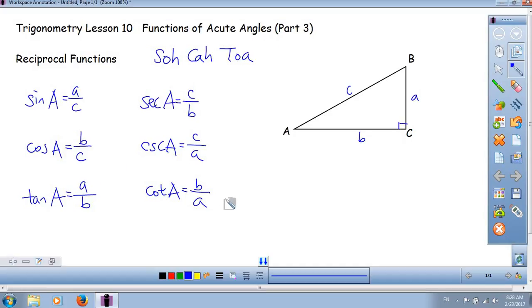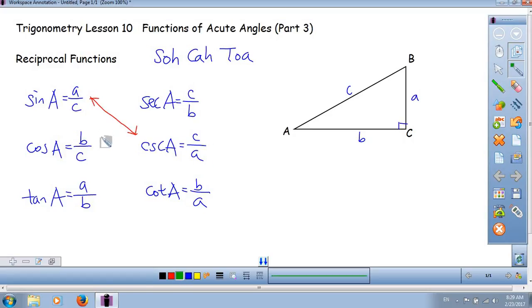So let's look at this a little bit closer. As you can see, there are three pairs of reciprocals. Reciprocals means they're not inverses of each other, but they're flipped. If you look at the fraction, the numerator and denominator are opposite. So as you can see, sine A and cosecant A, they are reciprocals. Right? Sine A is A over C, cosecant A is C over A.